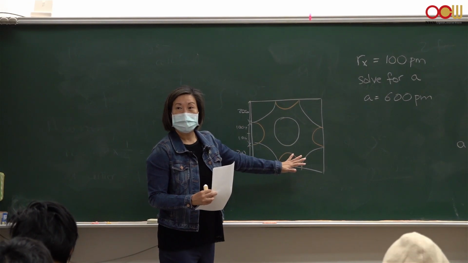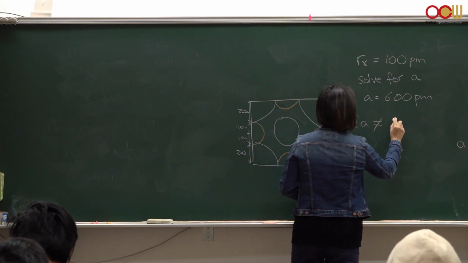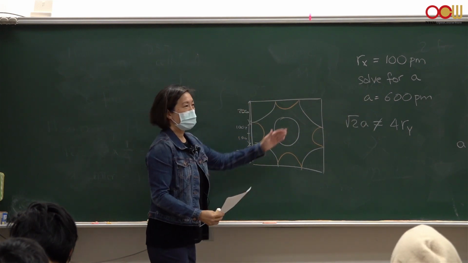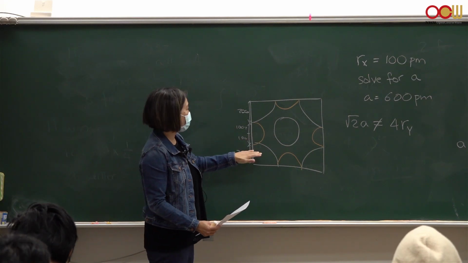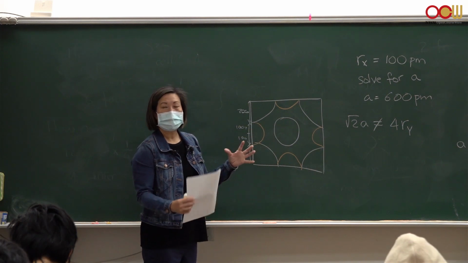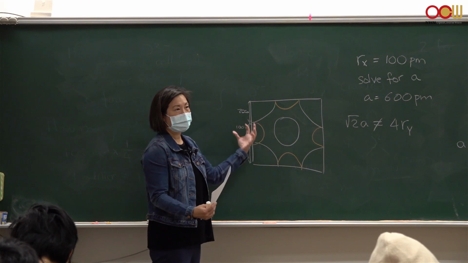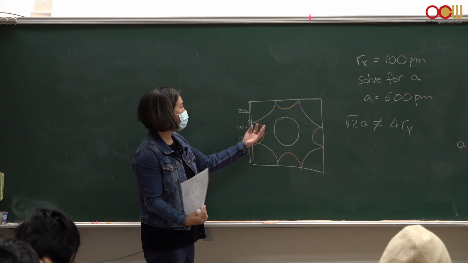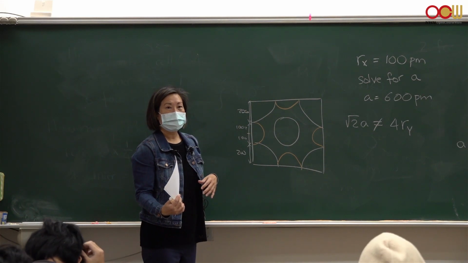In this case, square root of 2a is no longer equal to 4 times r of y. You can't use this middle line, diagonal, to calculate for the size of y anymore because there's some space in between, right? They're not touching anymore. And the reason why they're not touching is because the cations are kind of propping the unit cell open. If you were to remove all of the cations, then yes, they would be next to each other.